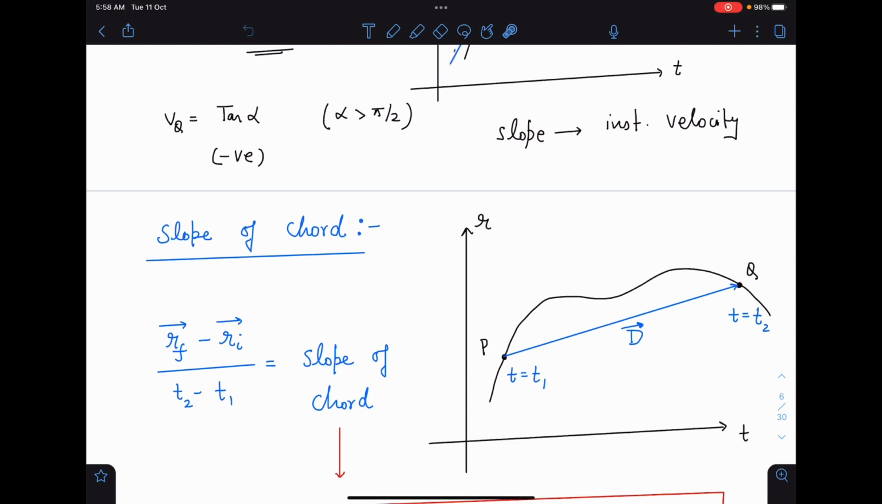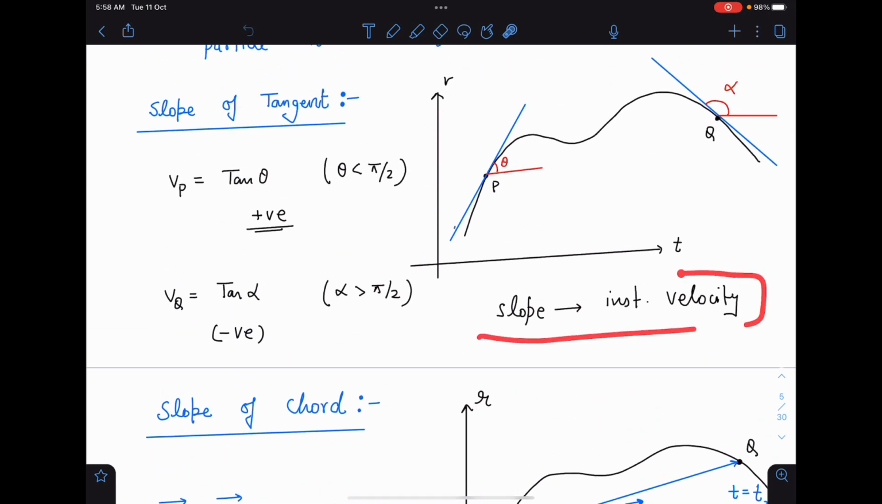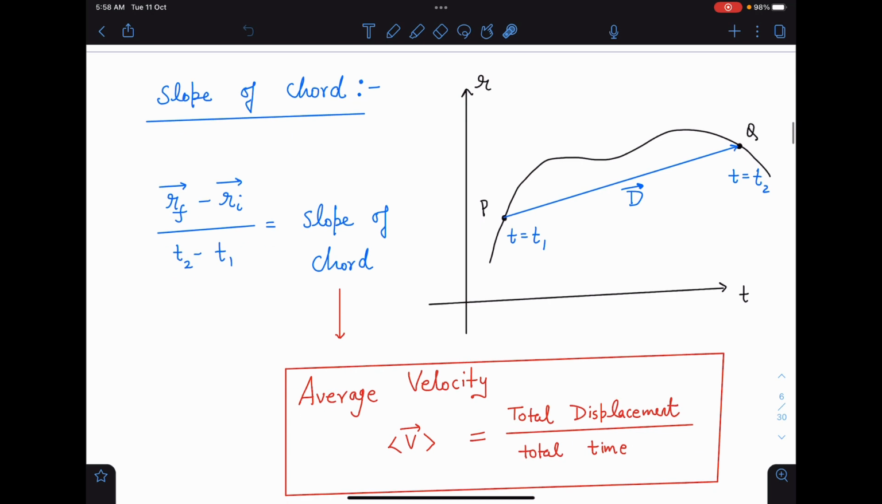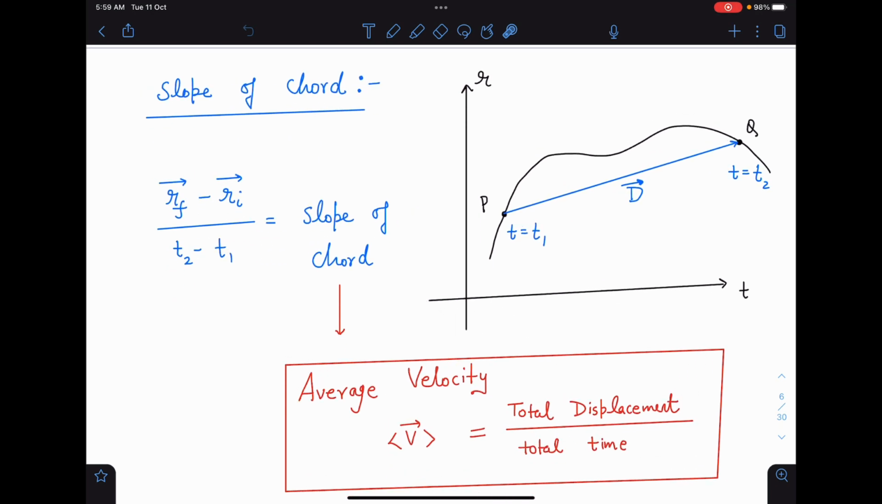Next, this point we have also discussed: the slope of tangent on a position-time graph or displacement-time graph is going to give us instantaneous velocity. Now the slope of chord. If any position-time graph is given, so this is moving in this manner, at any time t equal to t1, let's say it is at P, and its position has changed, and now the position is at Q. Somewhere here we can say it is at Q. I hope this part is clear to you.